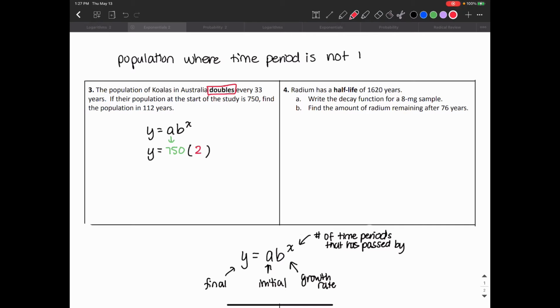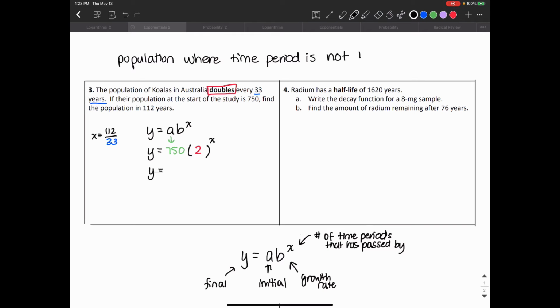So I know I'm multiplying by 2 each time period, and I need to find out how many time periods there are. If I let x be the number of time periods that have passed by, to find how many time periods have passed by in 112 years, I'm going to divide 112 years by what a time period is. A time period is, in this case, 33 years. So I'm dividing by 33. And when I do that, 112 divided by 33, I get 3.39 repeating.